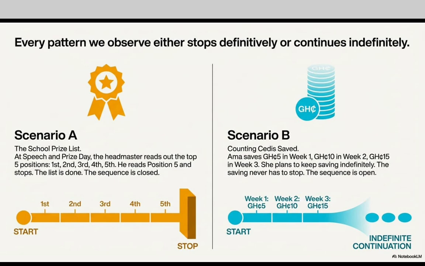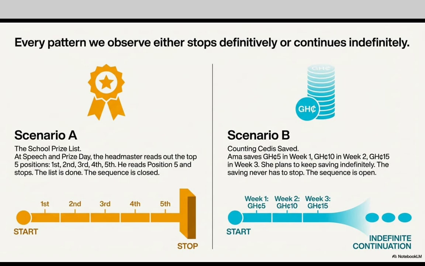In scenario B, Amma saves 5 cities a week. So first week, second week, and third week. The question says that she saves 5 cities a week. So it is true that she's going to save in the fifth week, in the sixth week, in the seventh week. And so her savings per week is continuous.